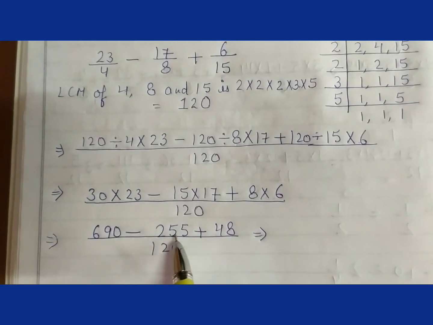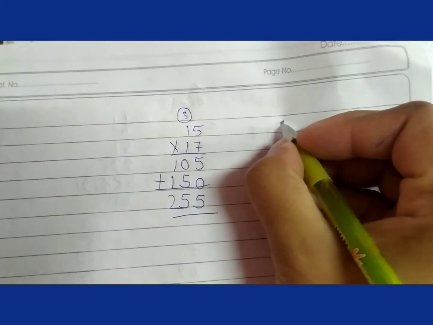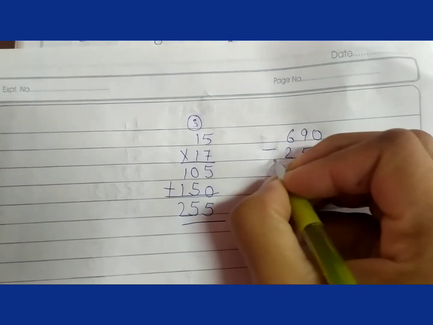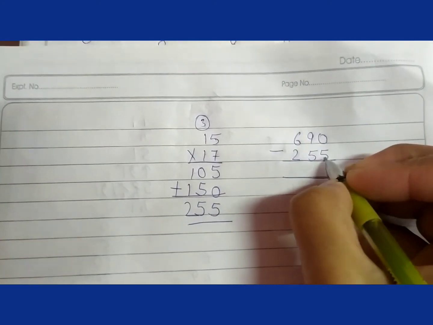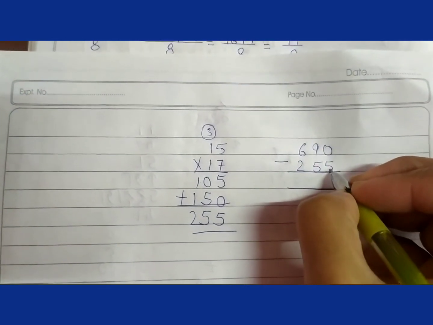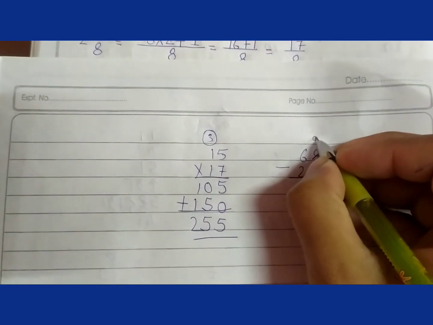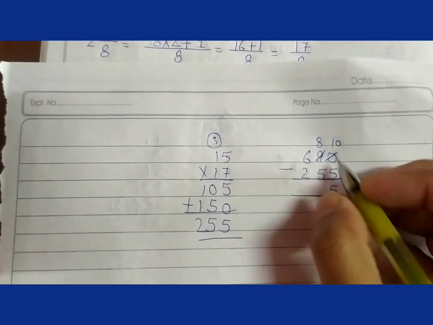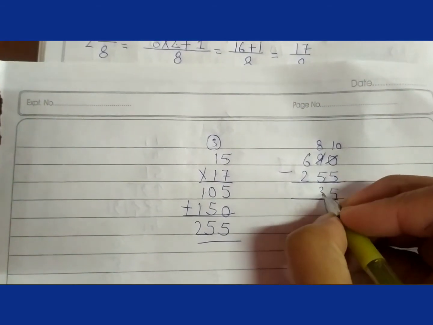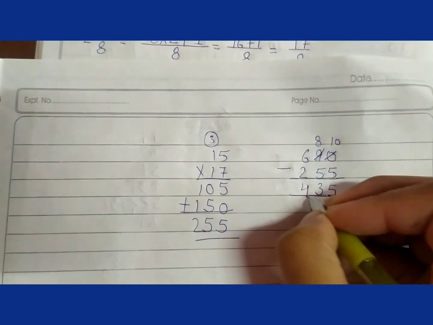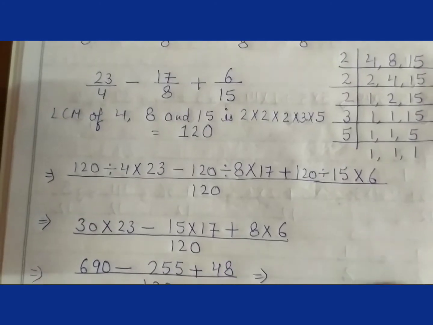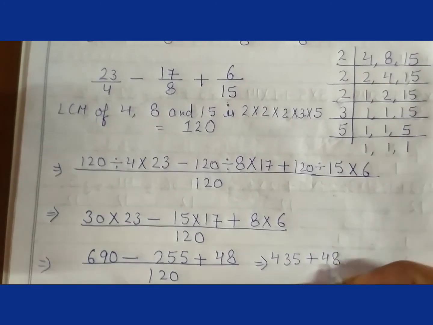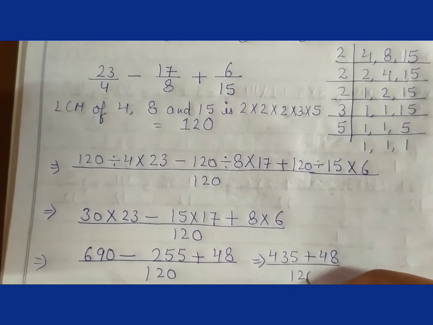690 subtract 255. 0 minus 5. 0 is a small digit as compared to 5. Borrow 1 from the 9, making 8, and here 10. 10 minus 5, 5. 8 minus 5, 3. 6 minus 2, 4. 435. Write 435. Add 48 upon 120.